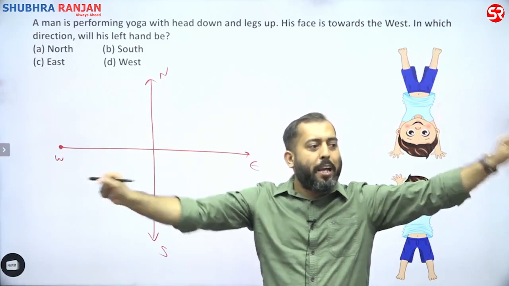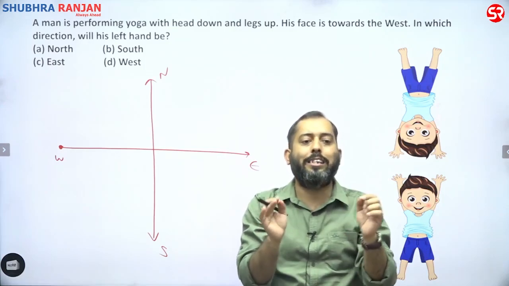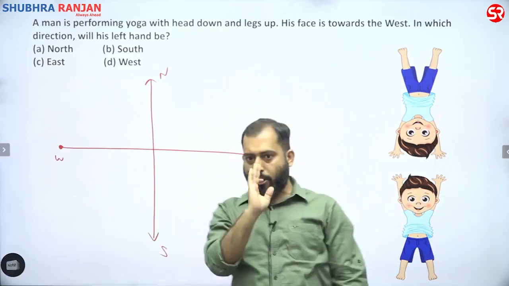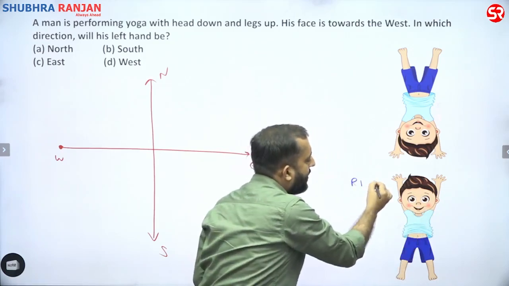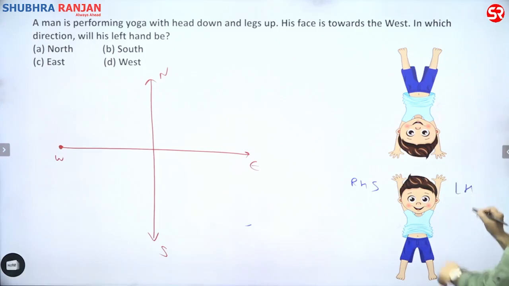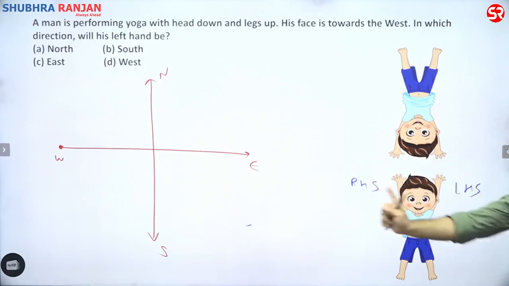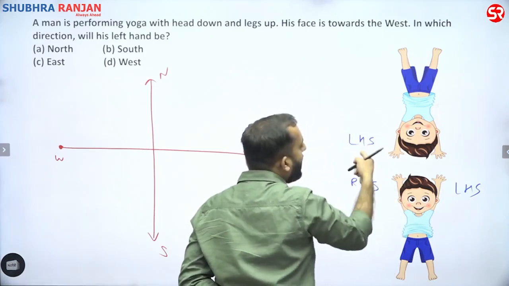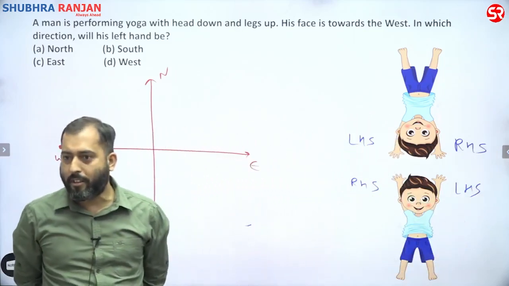Now, if you make me upside down, then my left hand and right hand directions will get changed. See, in the upright position, I'm facing you people, right? Then this is my right hand side and the other one is my left hand side. And if you make me upside down like this, the left and right will get interchanged. So the right hand side will become the left hand side, and the left will become the right. This is the only difference.